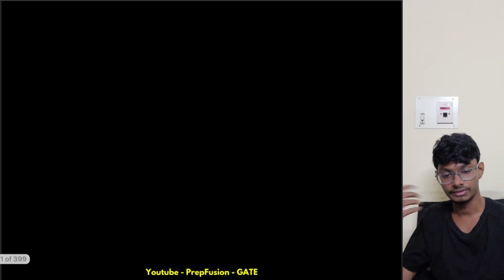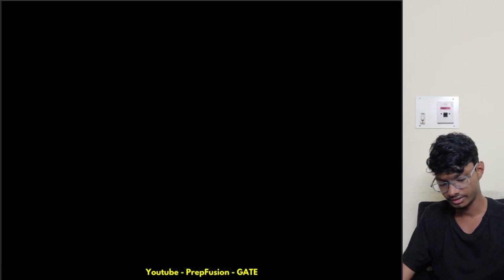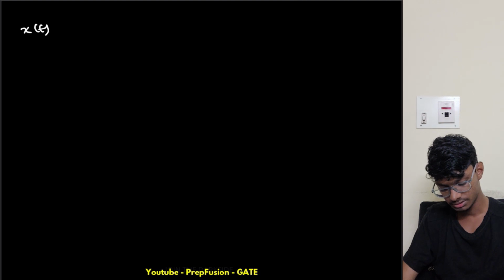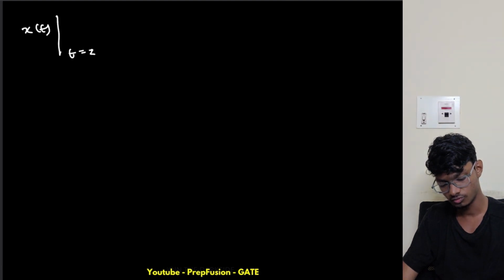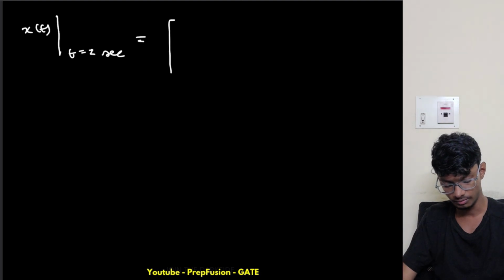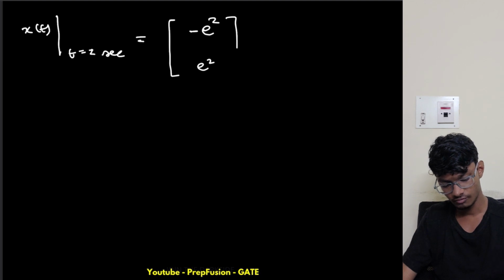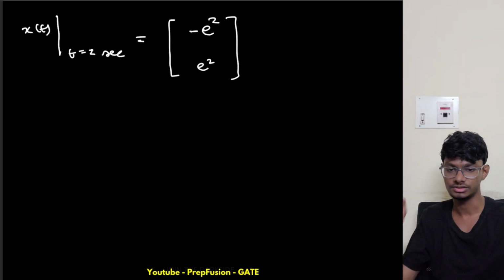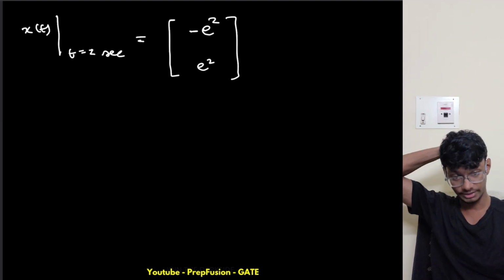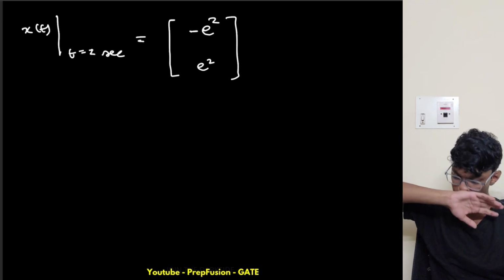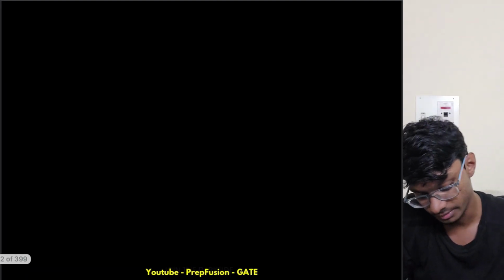Now, what the question is asking us to find is the value of x of t, the state variable, at t equals 2 seconds. So put t equals 2 in the column matrix. We get e raised to power minus 2 and e raised to power 2. Solve for it, find the exact values, and you will get your answer. Now I will do it in the second domain, the second method.